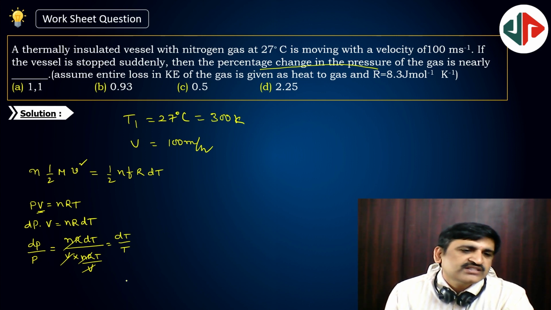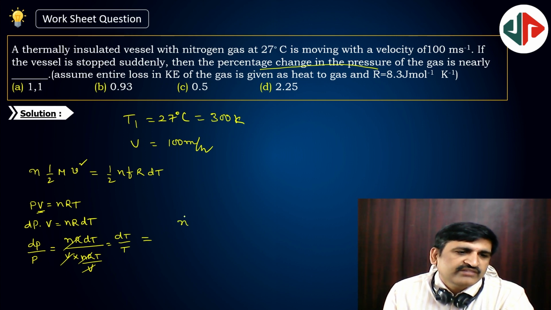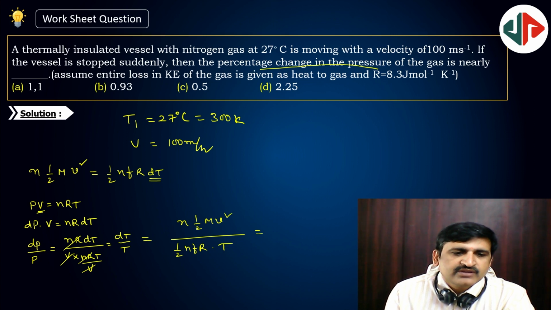Initial temperature is already given. So the dT is equal to, n will go anyway, half m v square by half n f R, so dT I got, into T. So you can substitute this: half will go, n will go, just it is m v square by f R T.